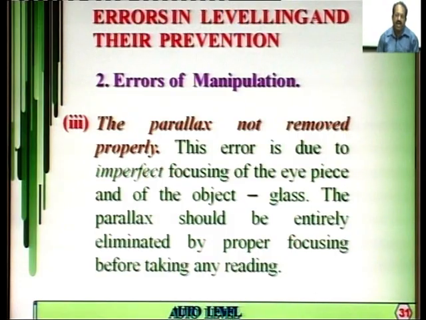Next is the parallax not removed. You must have studied about parallax, that is the movement of the picture with the image. The error is due to imperfect focusing of the eyepiece. When we move our eyepiece, the movement of the picture should not be there. This error is due to imperfect focusing of the eyepiece and of the object glass. The parallax should be entirely eliminated by proper focusing, using the focusing screw, before taking any reading.